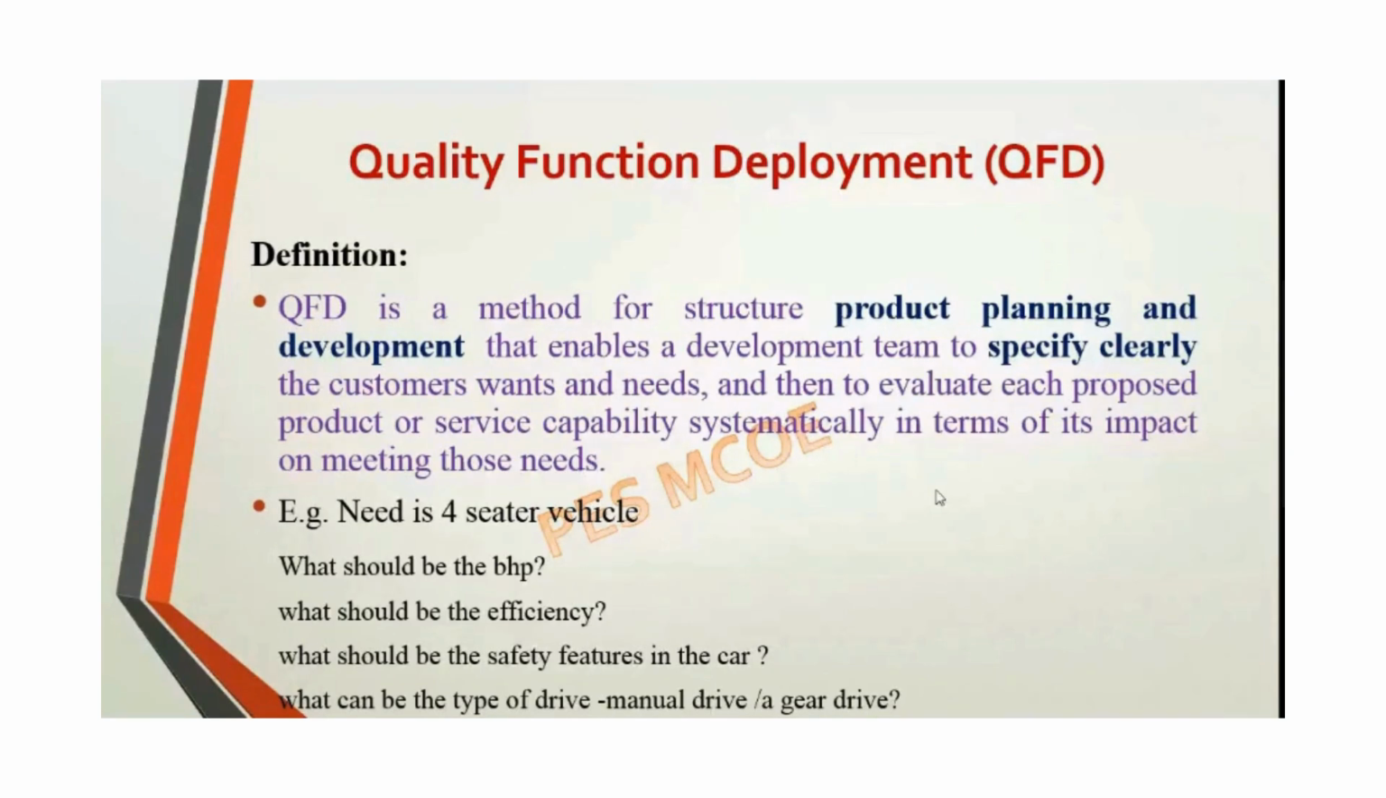QFD is a method of structuring product planning and development that enables the developer to specify clearly what the customer wants or needs. For example, a customer needs a four-seater vehicle. So what should the BHP be, what should the efficiency be, what should the safety features in the car be, what should the drive type be, manual or automatic. Those are the needs of the customer for the four-wheeler, and you need to convert them into technical specifications.